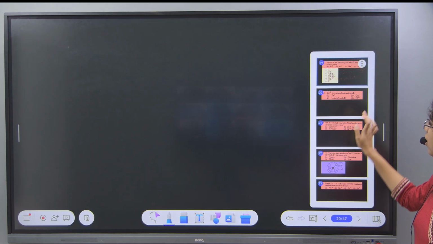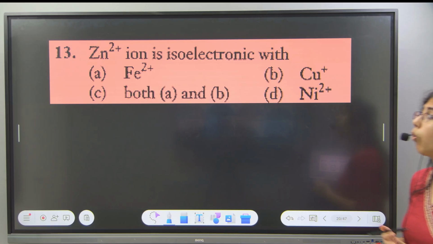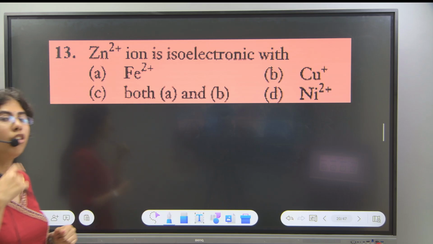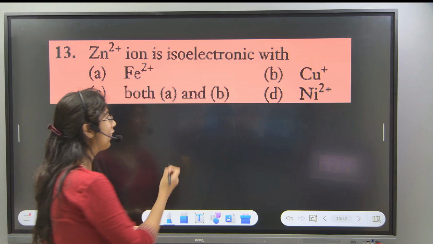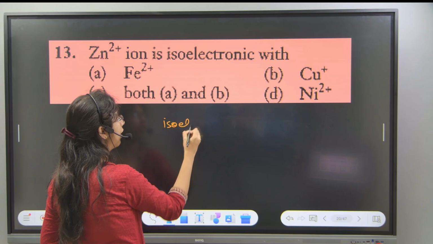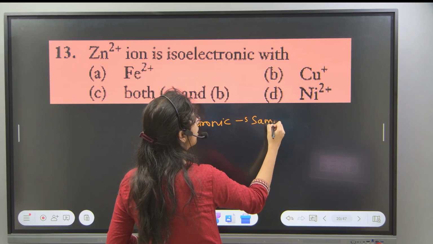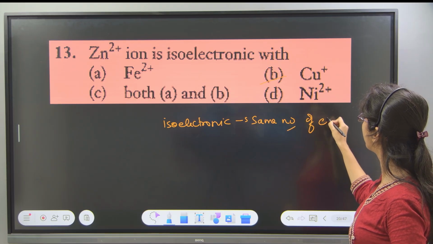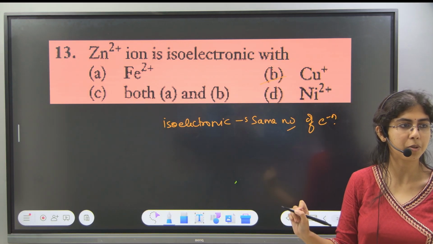Now, can you answer this? Zinc 2 plus ion is isoelectronic with. What do you mean by isoelectronic? Iso means same, electronic means electrons. Same number of electrons. Option B, copper. You're going with option B.